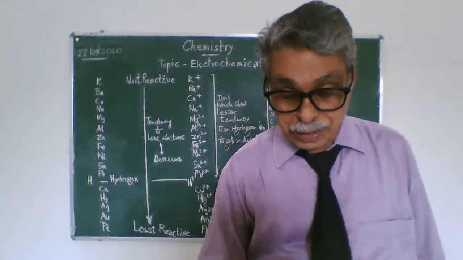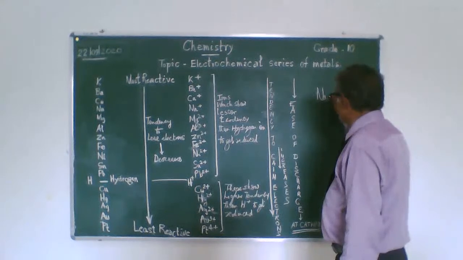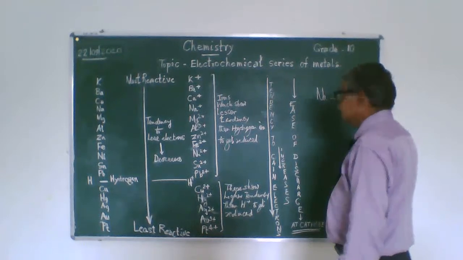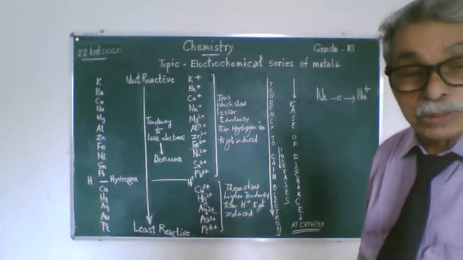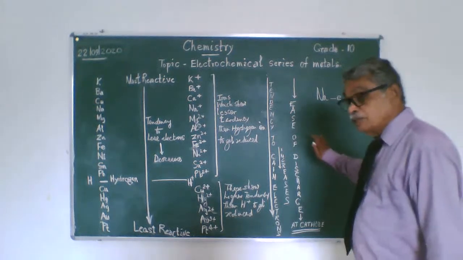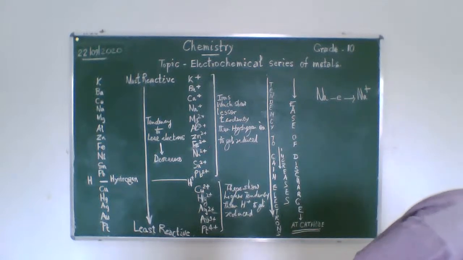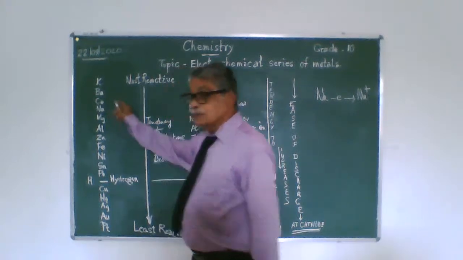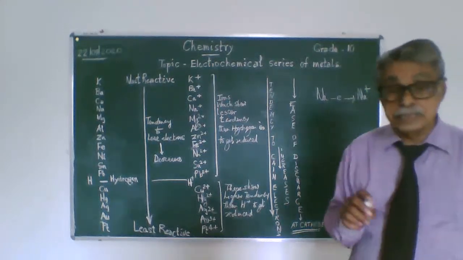You know, sodium, for example, Na, loses an electron and becomes Na plus. You see this? Sodium loses an electron and becomes Na plus. It can do this very easily compared to other elements, say zinc. Compared to the element zinc, sodium can lose an electron and become sodium ion very easily.